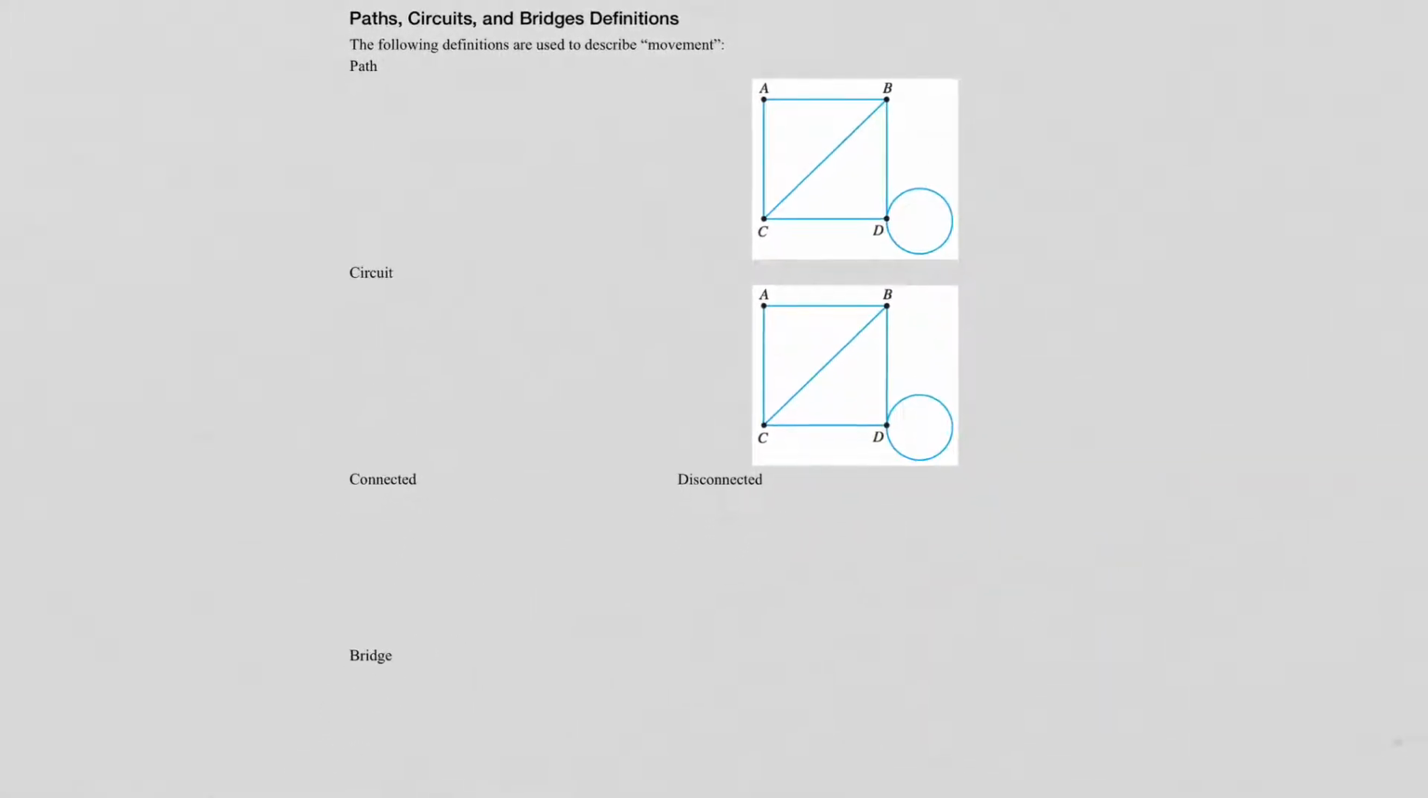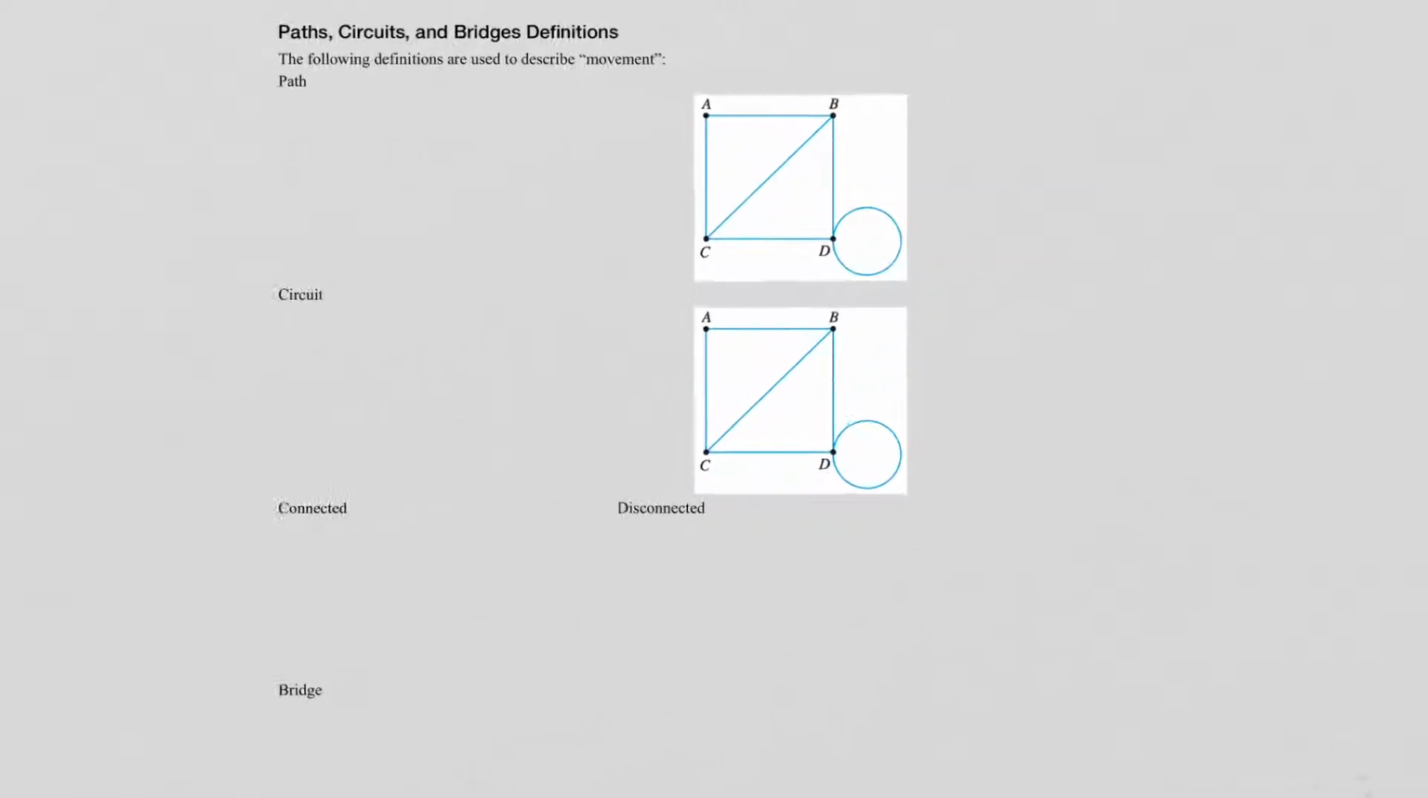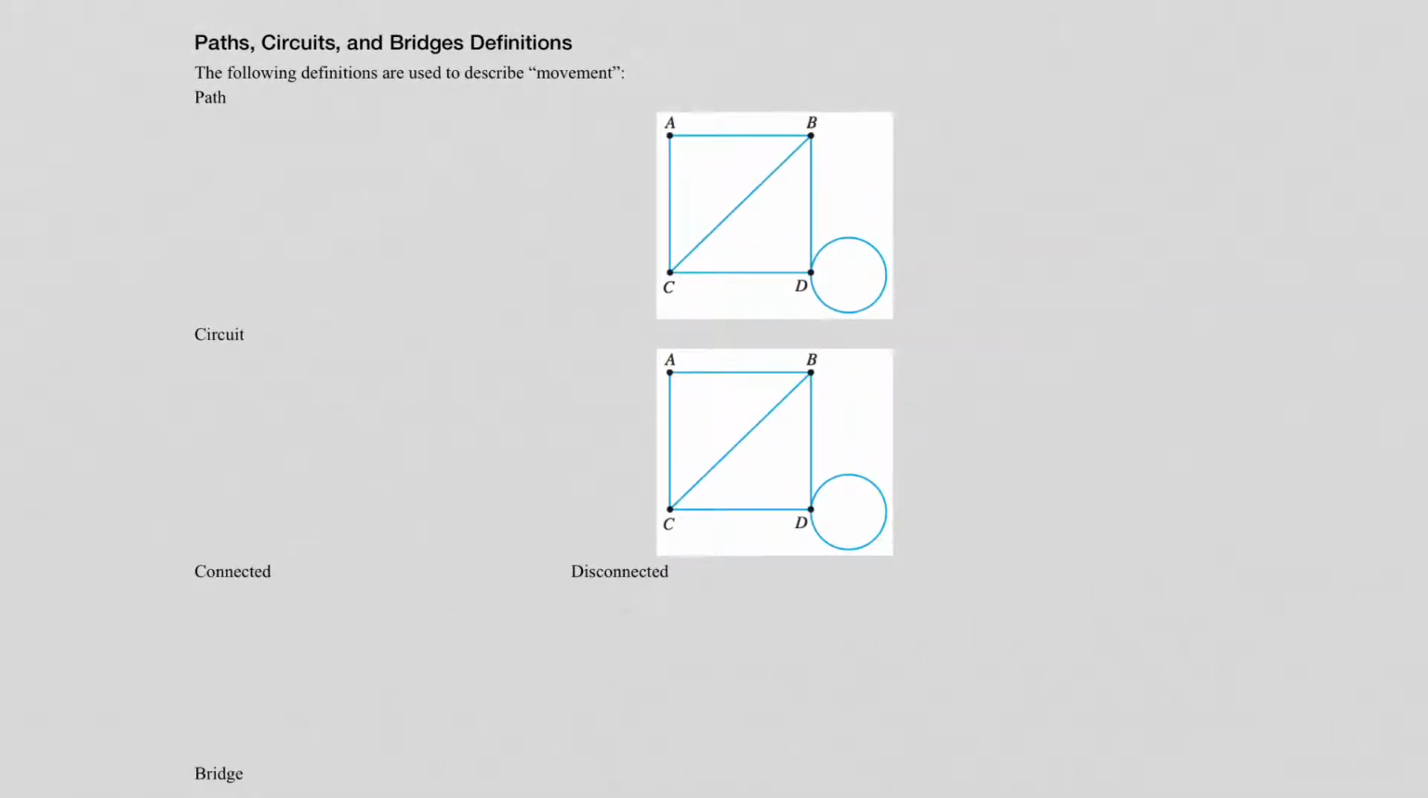So we have path, circuit, connected, bridge, also disconnected. I almost forgot there. All right. So, you know the structure of a graph. Now we're going to look at the movement through a graph. Remember that the purpose of this was to make things more efficient, to spend less time, to travel efficiently, and save money. So, think of this as you moving, let's say, in a neighborhood or whatnot.